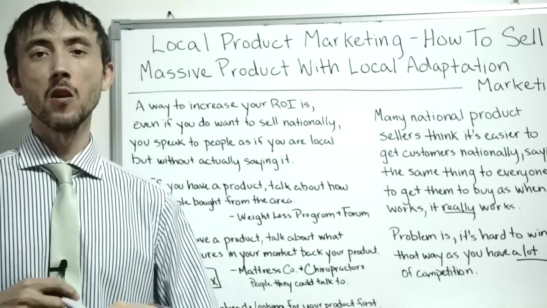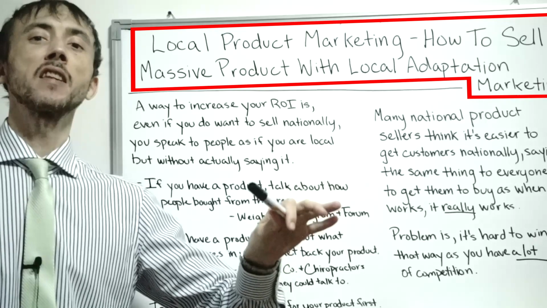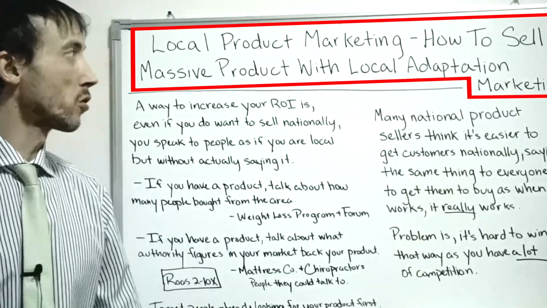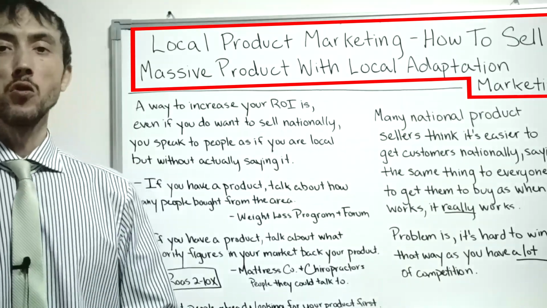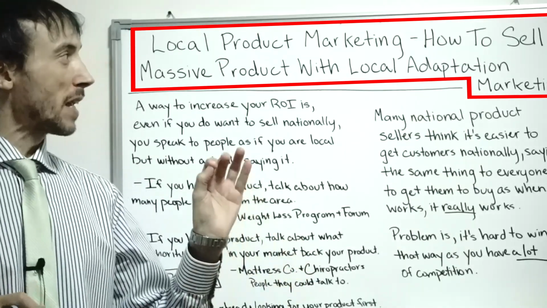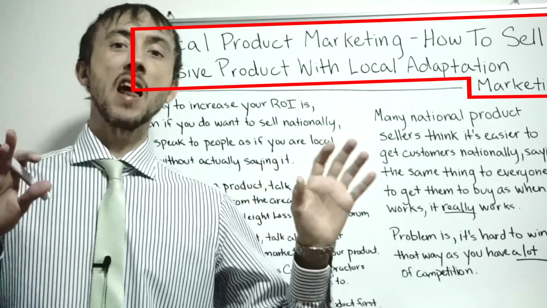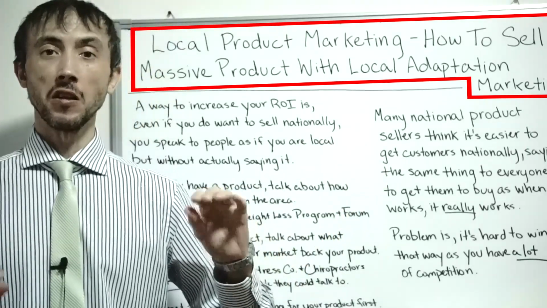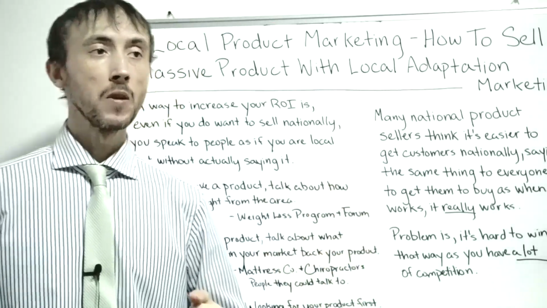Okay, today's video, we're going to talk about doing local marketing of a product that you normally sell nationally through something called local adaptation marketing. Given that marketing is not typically advertising like people think it is, it's developing a product that the market wants and then bringing it to market.